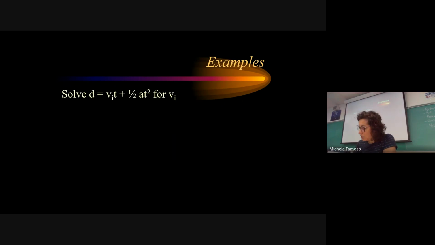Let's take this equation, which is a physics equation, and it's read D equals V subscript I times T plus 1/2 A times T squared, and we want to solve it for the variable v subscript I. Vi is one thing, one variable.